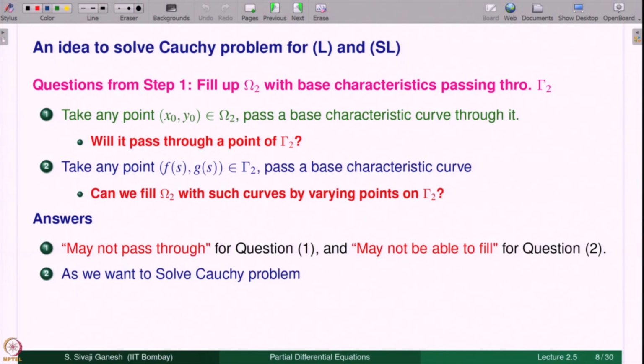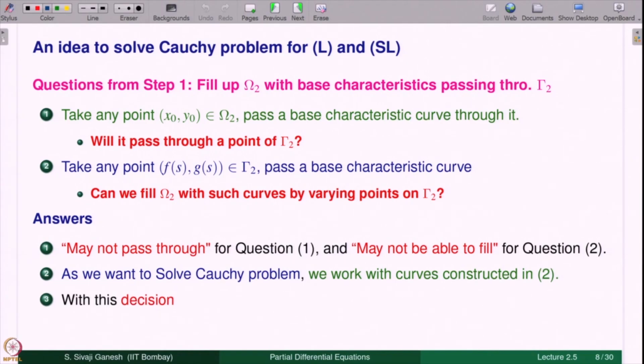But what do we want to do? We want to solve the Cauchy problem. Therefore, what is more relevant to us is gamma 2. Therefore, we work with curves which are constructed from gamma 2. That is the reason why we are going to look at curves defined using points on gamma 2. So, we take points on gamma 2, pass base characteristic curves and then try to find a solution. That is the approach we will take, because the initial data is given on gamma 2, x = f(s), y = g(s), that is gamma 2, and z has to be h(s), the datum curve.